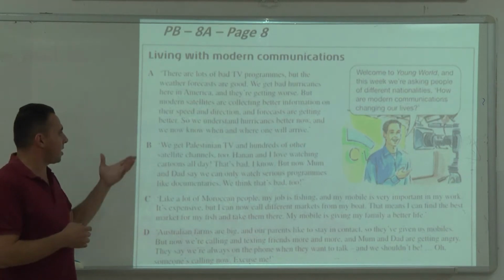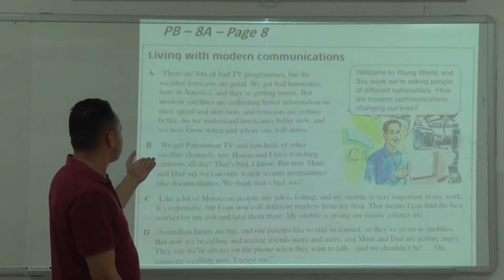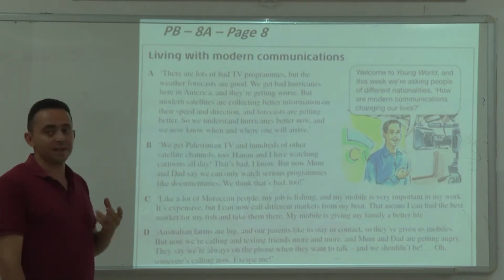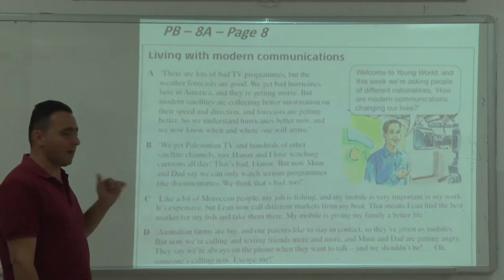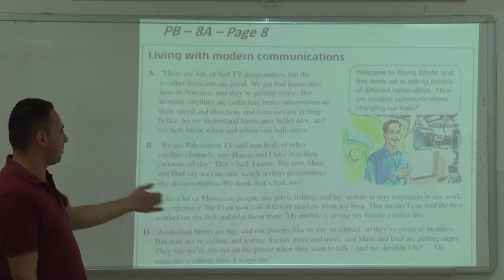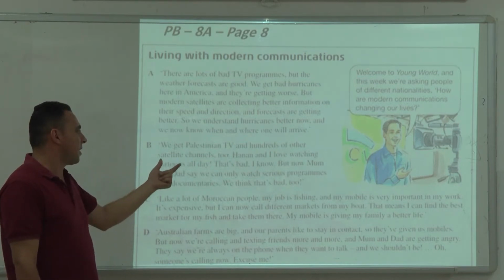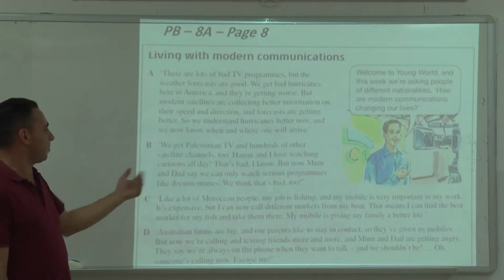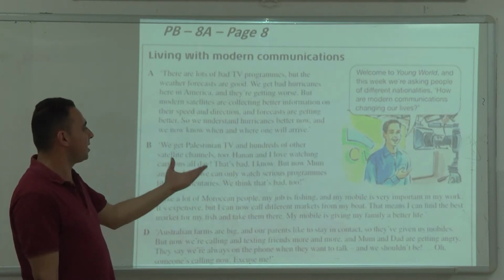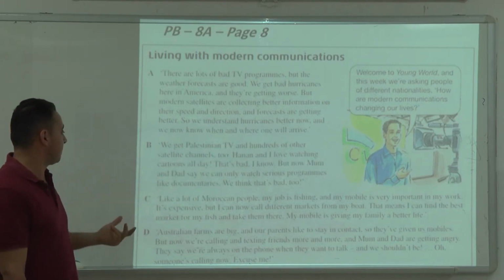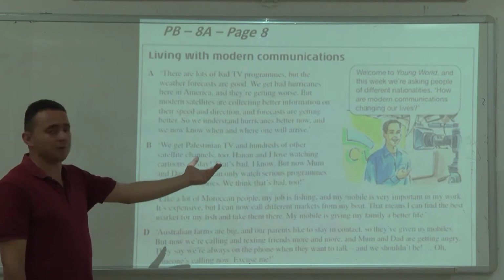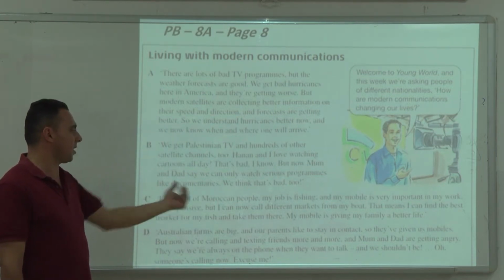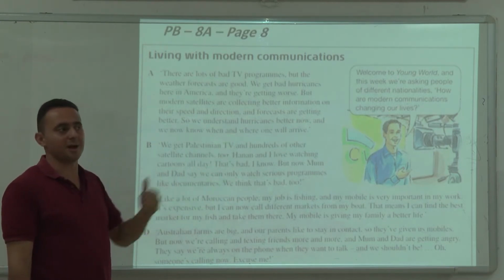Paragraph B. We get Palestinian TV and hundreds of other satellite channels too. Hanan and I love watching cartoons all day. That's bad, I know. But now, Mom and Dad say we can only watch serious programs like documentaries. We think that's bad too. Okay, paragraph 3. Like a lot of Moroccan people, my job is fishing, and my mobile is very important in my work. It's expensive, but I can now call different markets from my boat. That means I can find the best market for my fish and take them there. My mobile is giving my family a better life.